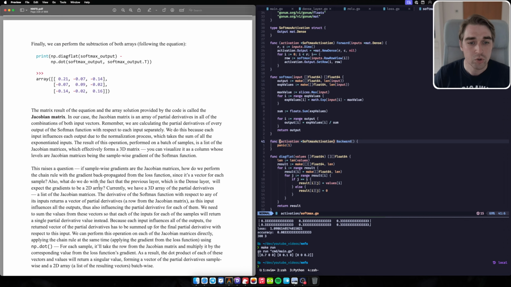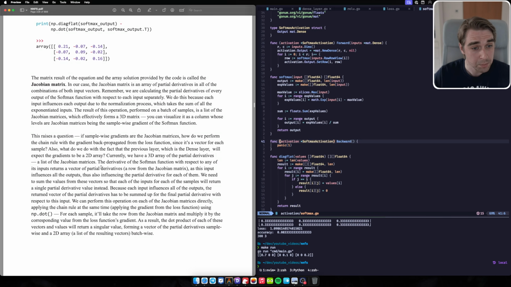Okay, you can visualize it as a column. Those levels are Jacobian matrices, being the sample-wise gradient of the softmax function. This raises the question: if sample-wise gradients are the Jacobian matrix, how do we perform the chain rule with the gradient backpropagated from the loss function, since it's a vector for each sample? Also, what do we do with the fact that the previous layer, which is the dense layer, will expect the gradient to be a two-dimensional array? Currently we have a 3D array of partial derivatives.